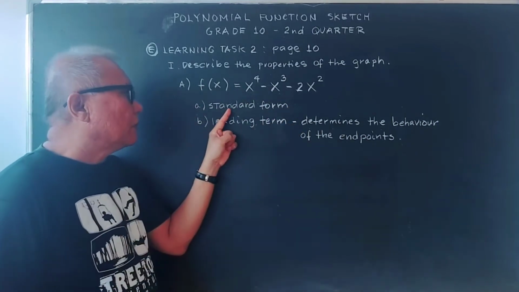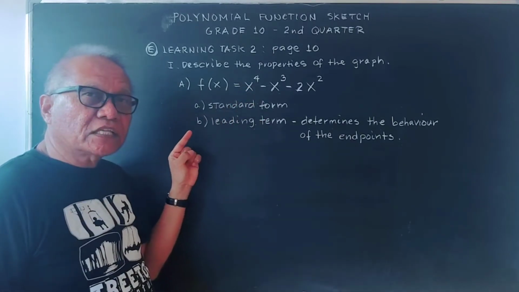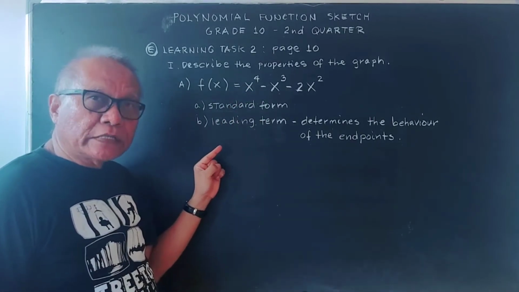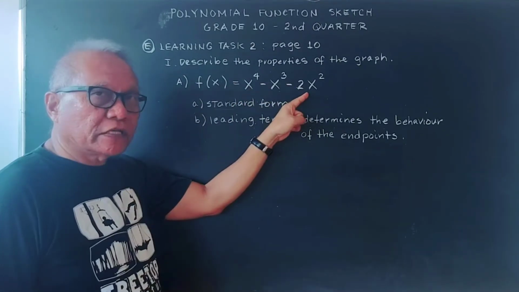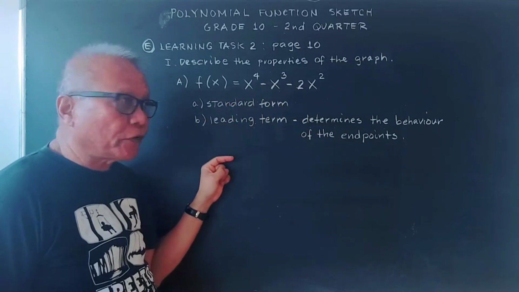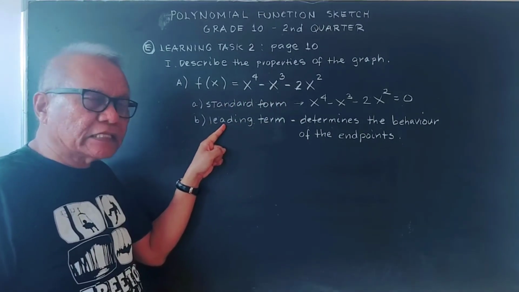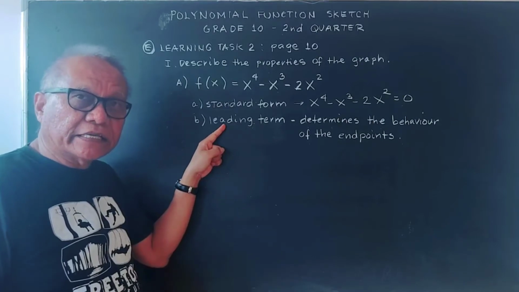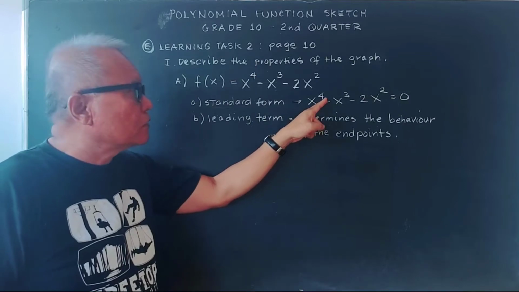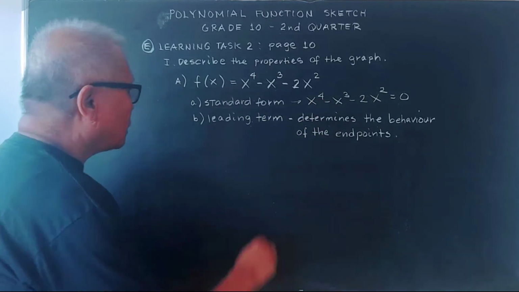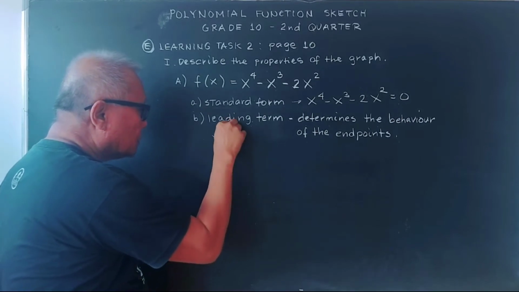So A, what is the standard form of our function? When we say standard form, the exponent is written in decreasing order. This function is already in its standard form. This is the most important, the leading term. What is the leading term? That is the term with the highest degree of the exponent. The highest exponent is the fourth, so our leading term here is x to the fourth.